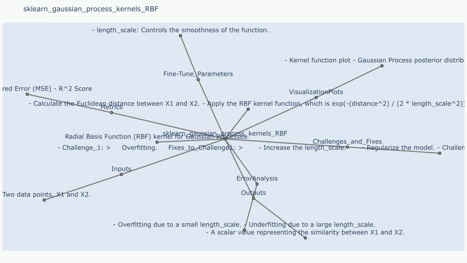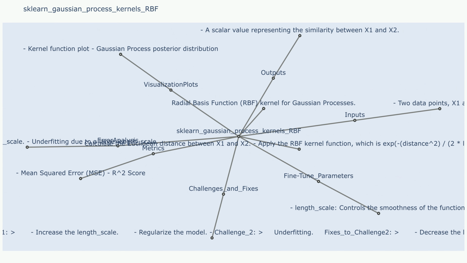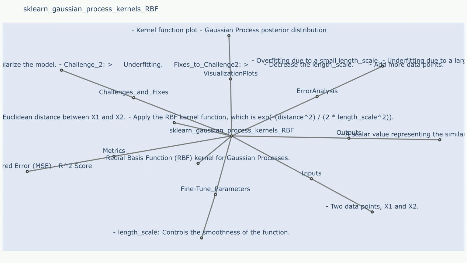Visualization plots. Visualization plot 1: explain in detail scatter plot with a heat map representing the kernel values for a set of data points, showing how the similarity changes with the distance between them. Visualization plot 2: explain in detail contour plot visualizing the kernel values across different distances, highlighting the Gaussian function behavior.